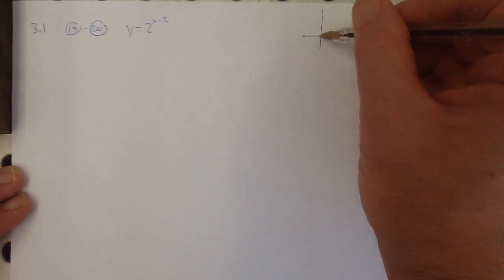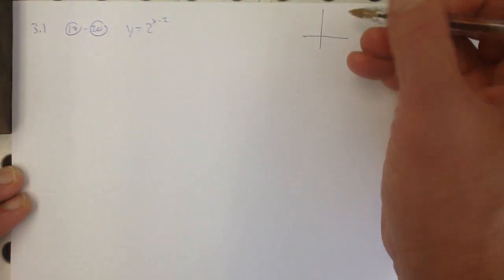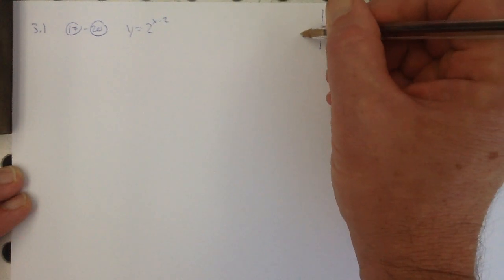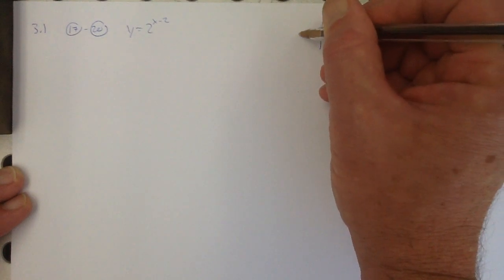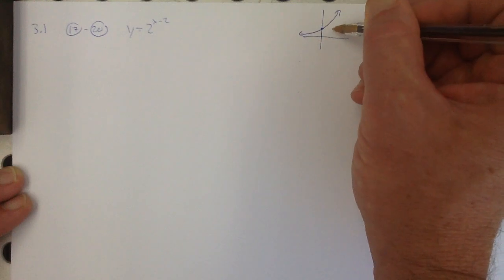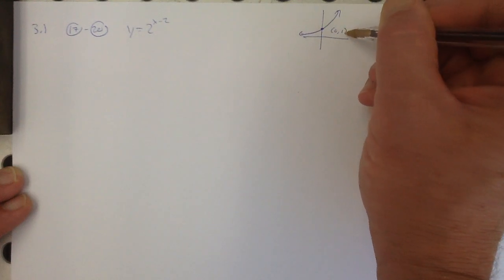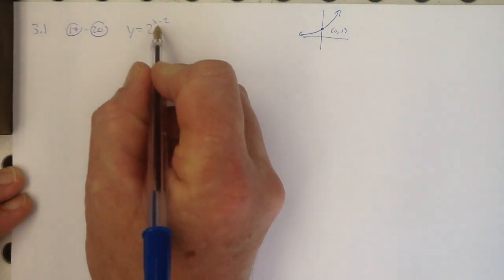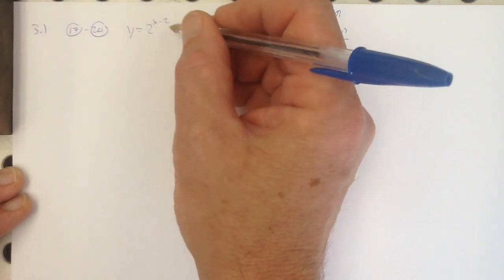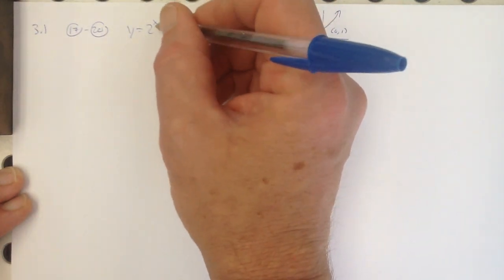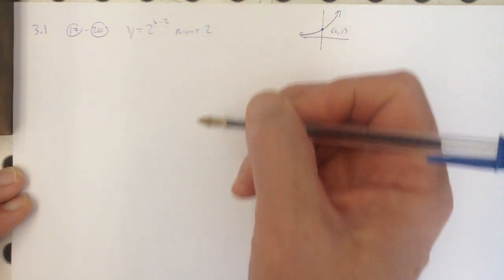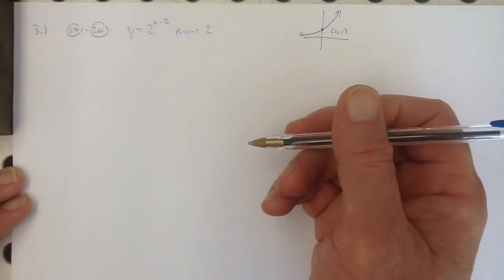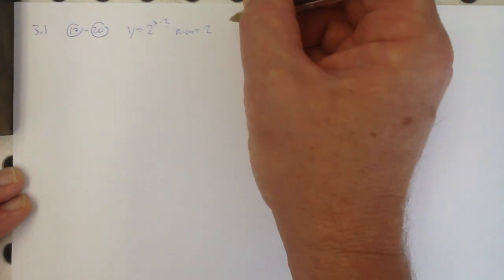Now the parent graph of this, the graph of 2 to the x, is one of the examples from your notes. Looks like this. Goes through the point (0, 1). So if you mess with that, that's going to shift to the right 2 units, and that looks like that's D.